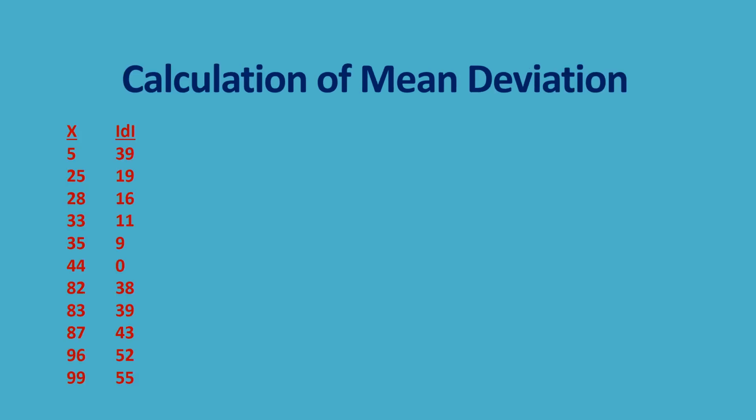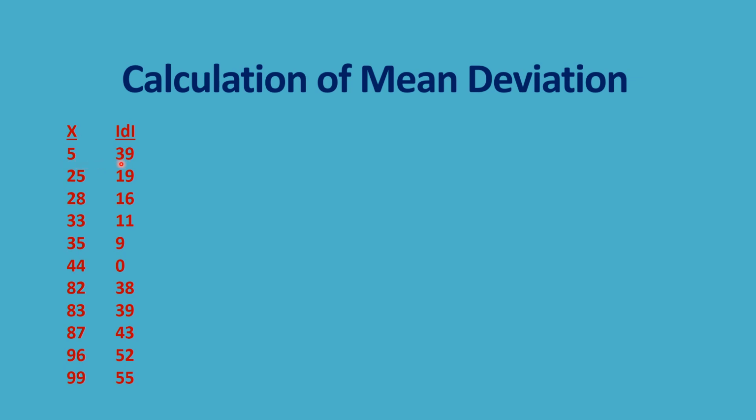See how the calculation of mean deviation is done in the case of an individual series. If these x values are given, we have to find either mean or median or mode from these x values. In this question, let us see how it is done from median. If the median has been found as 44, then each of these values have to be subtracted from 44, and the absolute value of d has to be found. Whether we get a minus sign or positive sign, we have to put it as positive.